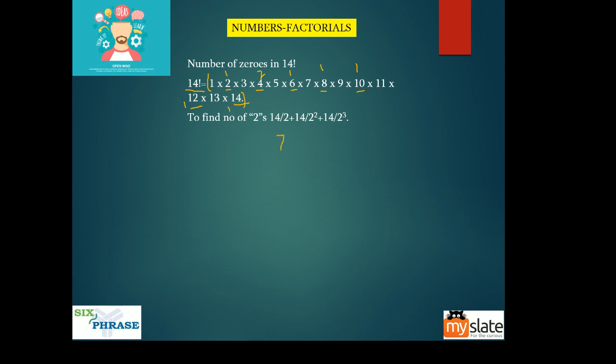Plus, you take again this 14 and divide it by 2 square. 2 square is 4, right? So 14 by 4 is actually 3, just writing the quotient. Now 14 by 2 cube, what is 14 by 2 cube? It is 1. So the total number of 2's will be nothing but 11.